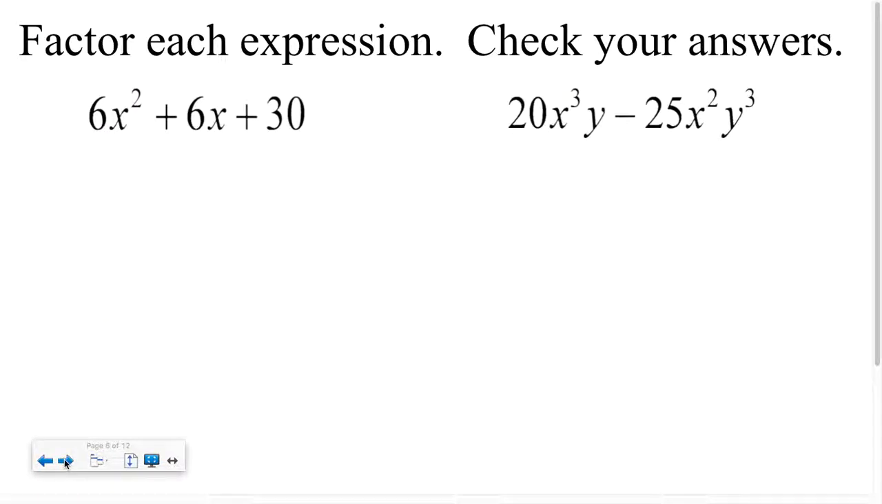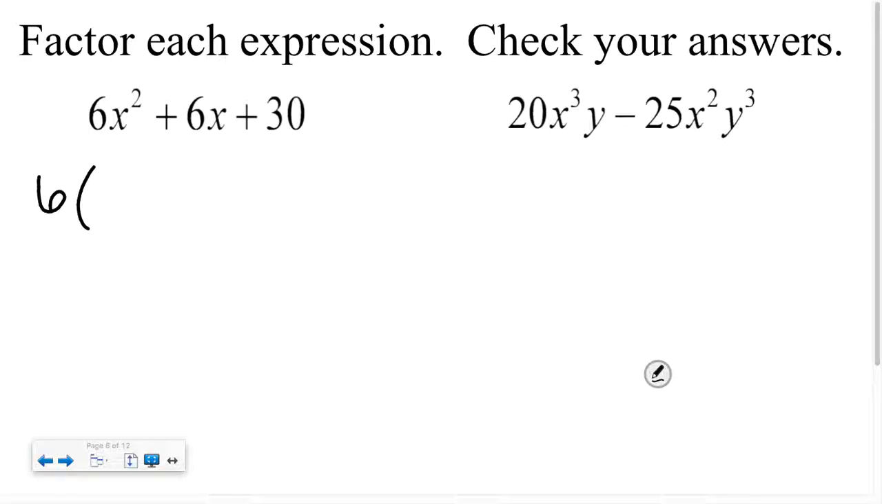Your first one's there. 6x squared plus 6x plus 30. First step of factoring is to what? GCF, look for a greatest common factor. So between 6x squared, 6x, and 30, good, Remy, 6. They all have a 6 in common. Factor that out, so put it out in front, and then draw your parentheses.